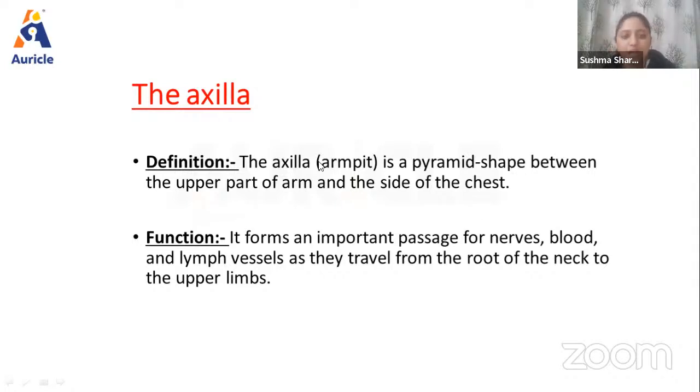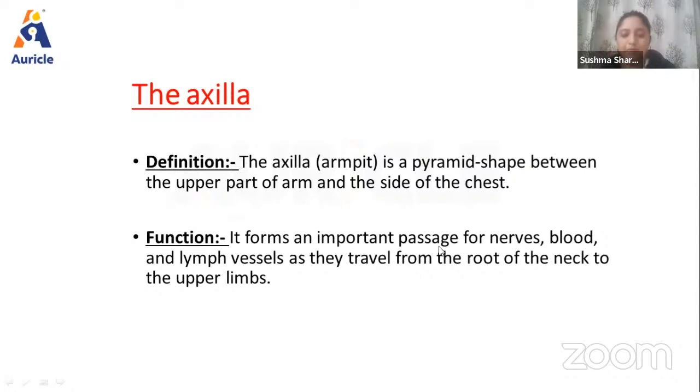It's a pyramid shape between the upper part of the arm and the side of the chest. So if axilla is asked, the first definition is: axilla is a pyramid-shaped structure between the upper part of the arm and the side of the chest. What's the function of axilla? It forms an important passage for nerves, blood, and lymph vessels as they travel from the root of the neck to the upper limbs.